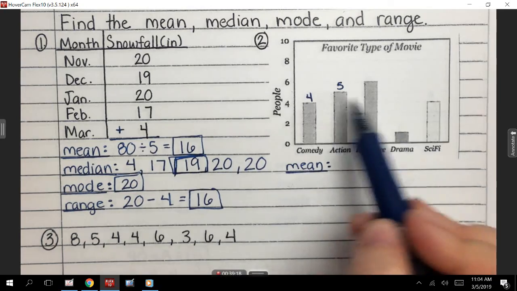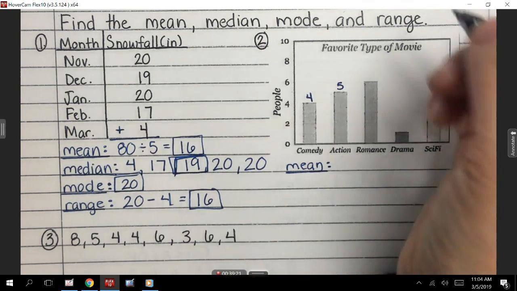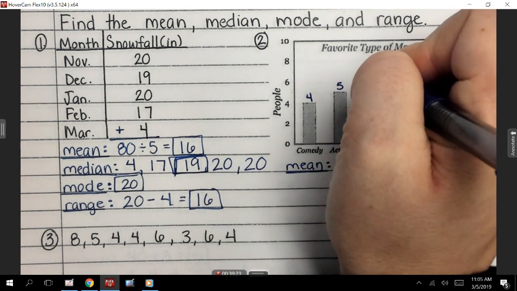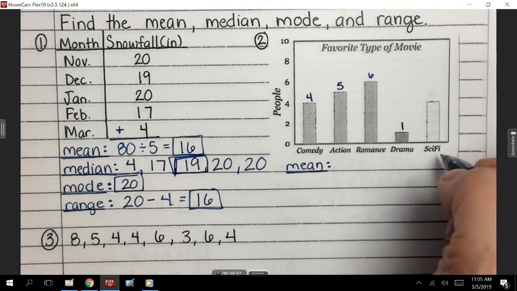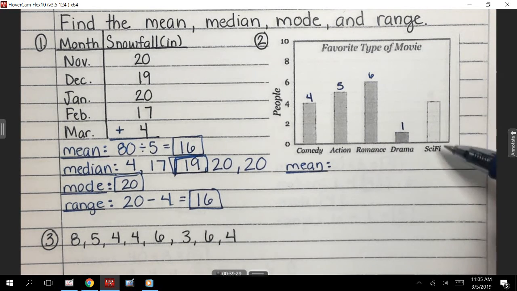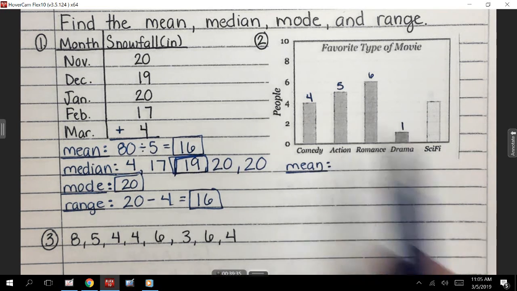So it can't be 6. It's in the middle. So 5. Truett, what's the romance going to be? 6. What's drama going to be? Kelsey? 1. And what's the sci-fi going to be? Tony? High five. What number is sci-fi going to be when I follow it over?